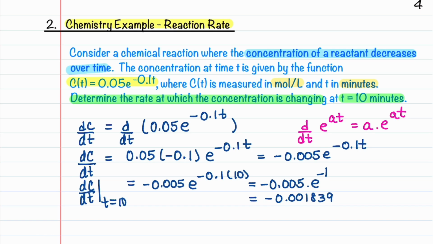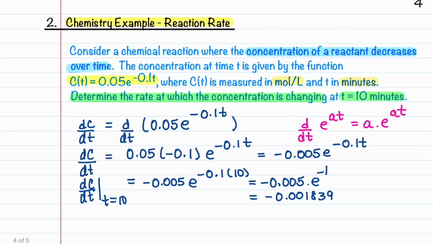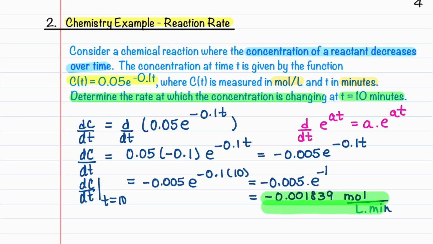And now we have to think about units. Our concentration is in moles per liter. And then our time, which is the variable in the denominator because it's dc dt, is minutes. So our units are moles per liter times minutes. And this then is the rate our concentration is changing at 10 minutes.